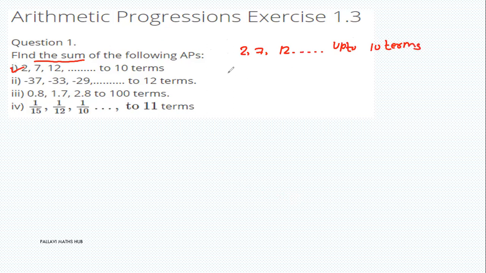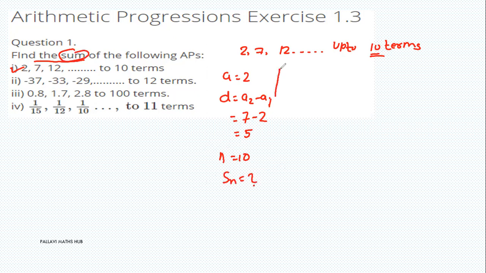So here the value of A is 2. D is equal to A2 minus A1. The value of A2 is 7 minus A1 which is 2, which is equal to 5. And up to 10 terms, then N is equal to how much? Yes, N is 10. You need to find out the sum, so the sum is Sn, Sn is equal to question mark. Yes, these are the given things.